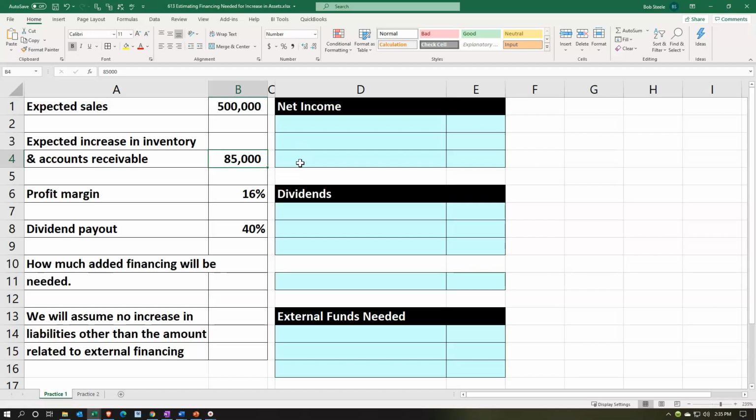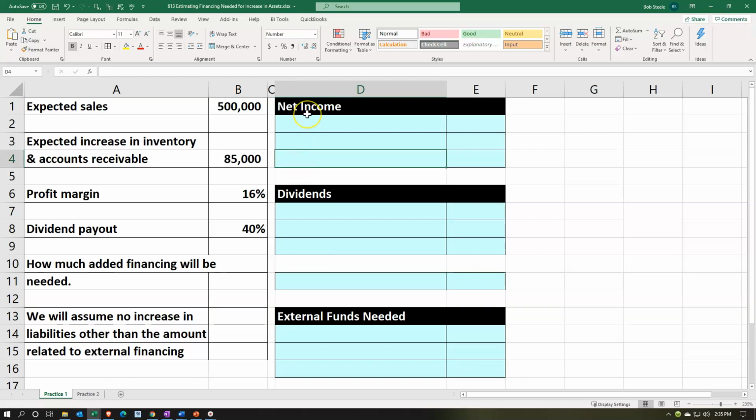And then we want to think about what's going to be needed, or if any financing will be needed. Our profit margin is going to be 16%, and then we've got 40% that's going to be paid out in the form of dividends. So how much added financing will be needed if this is the case? Do we need any added financing? How much if so? So we're going to assume that there's no increase in the liabilities other than the amount related to the external financing. So meaning the amount that we're going to take out if we need a loan for this amount here.